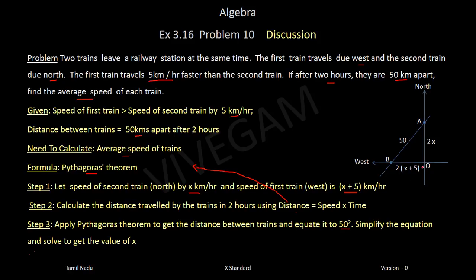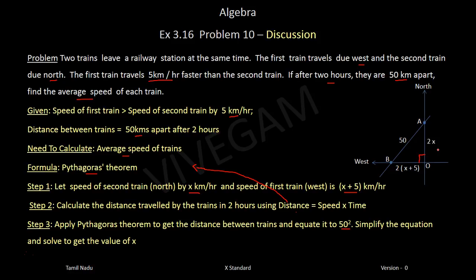Now we know this is 2 into x plus 5 and this is 2x, and this is a right angle because one is traveling in the north, the other one is traveling along the west. So connect these 2 points. So this is a right triangle. And after 2 hours, what they say is the distance between these two trains is 50 kilometers. That is AB equal to 50 kilometers. And we just calculated OA is 2x and OB is 2 into x plus 5.